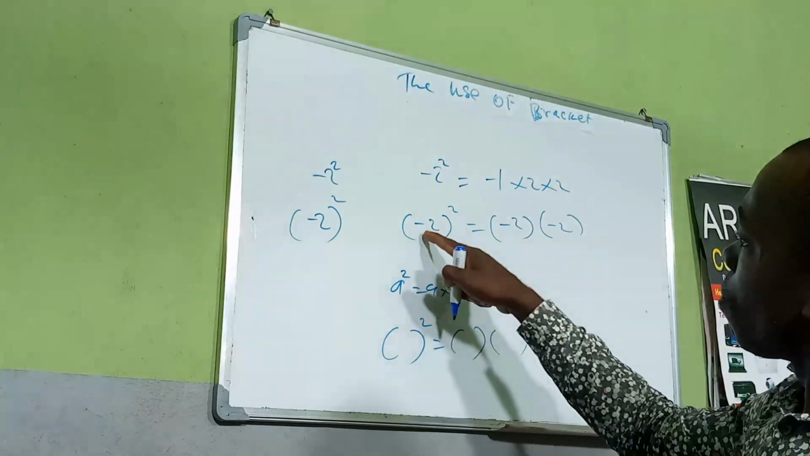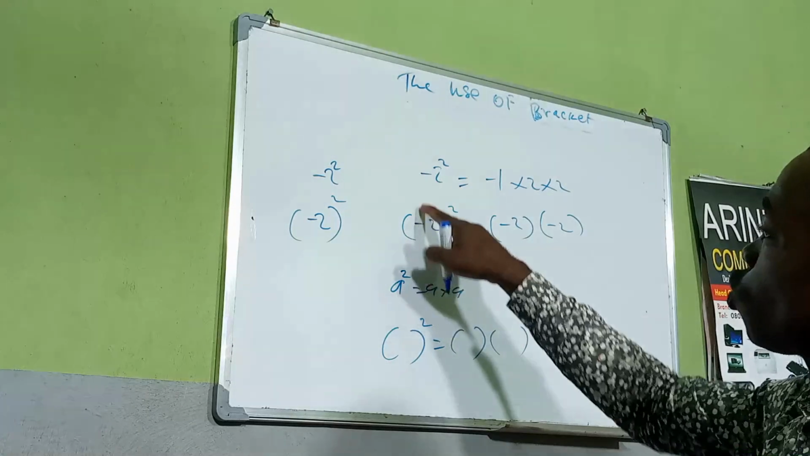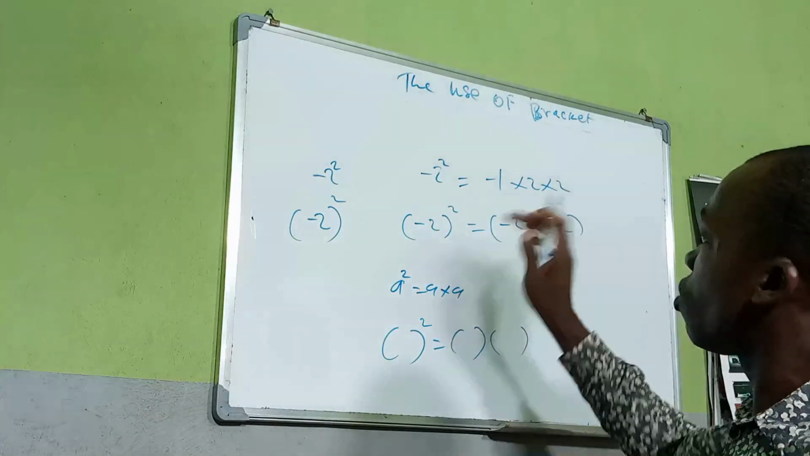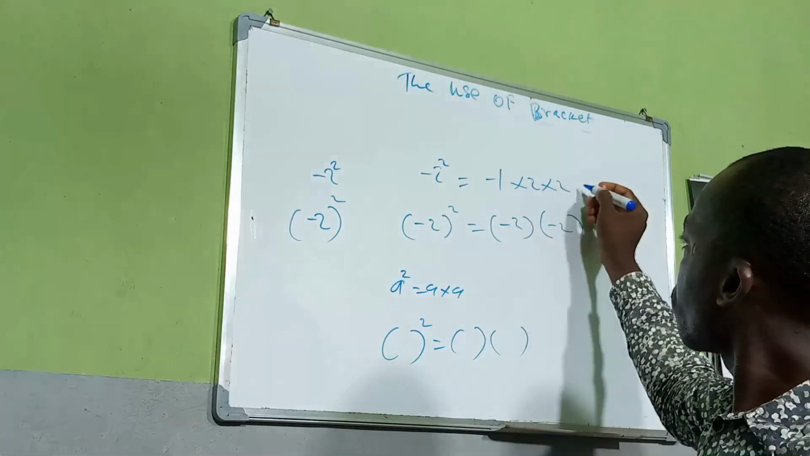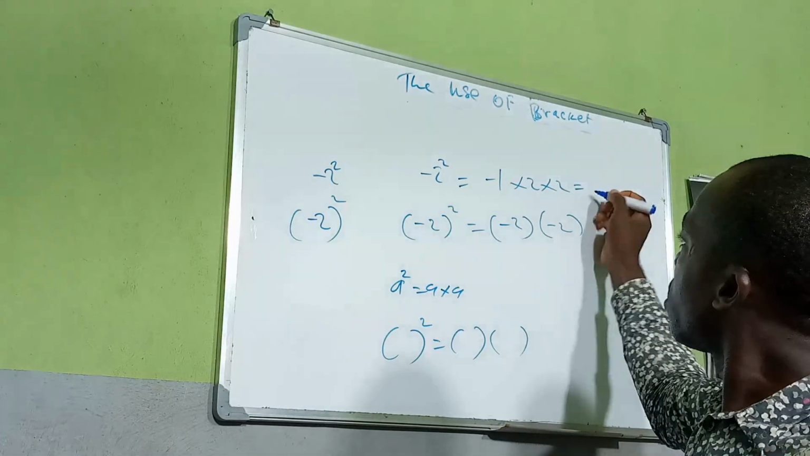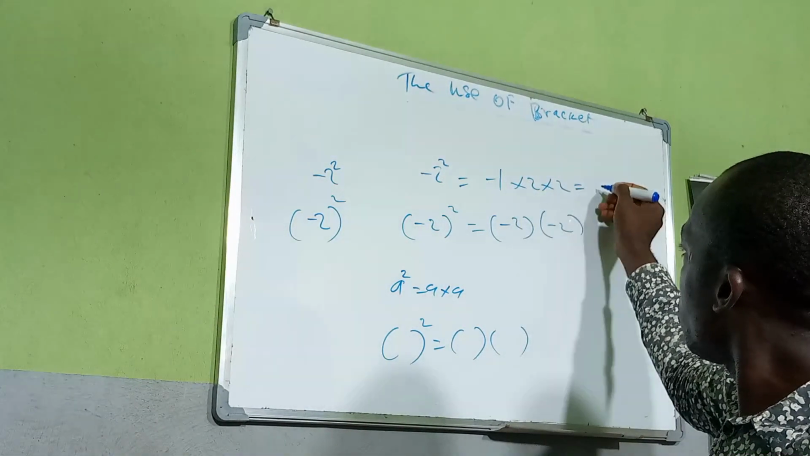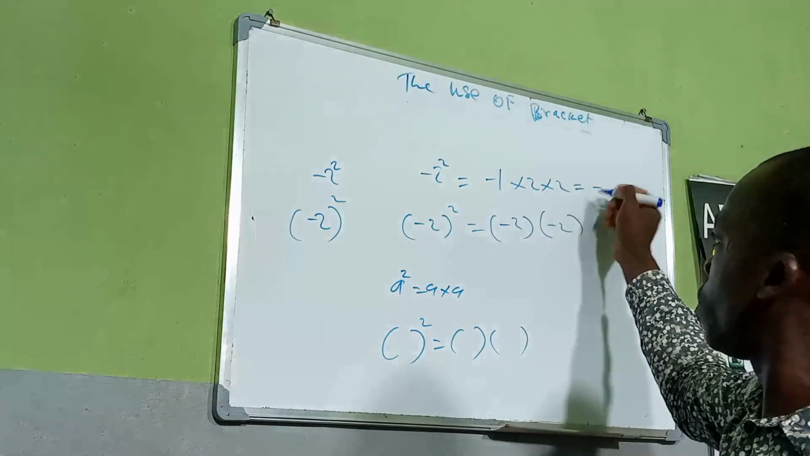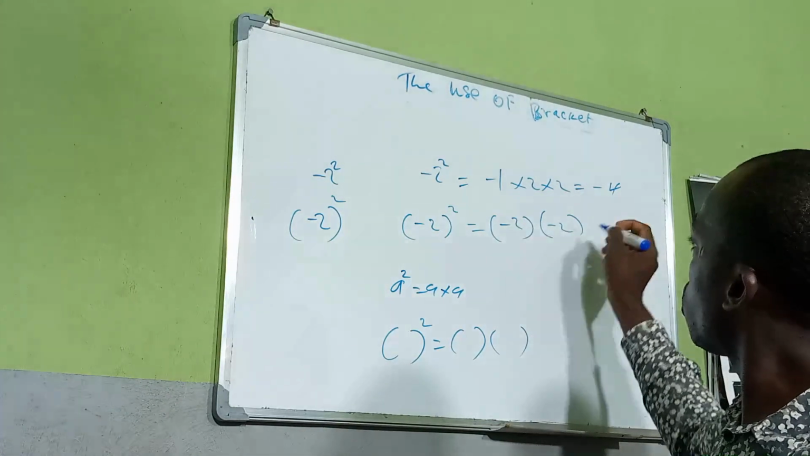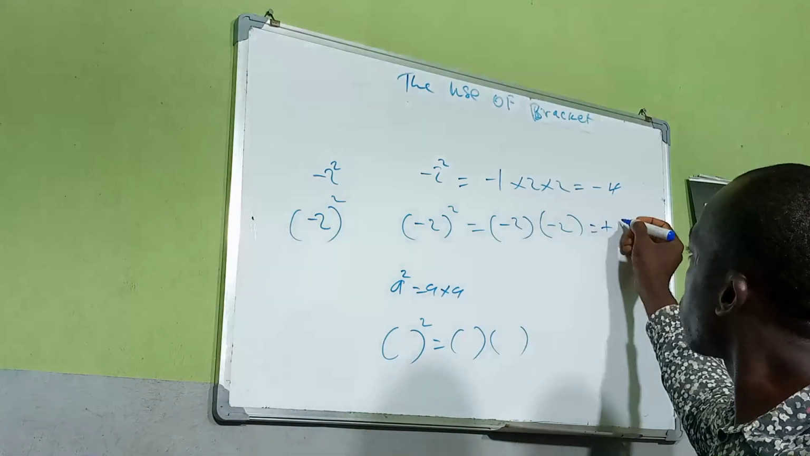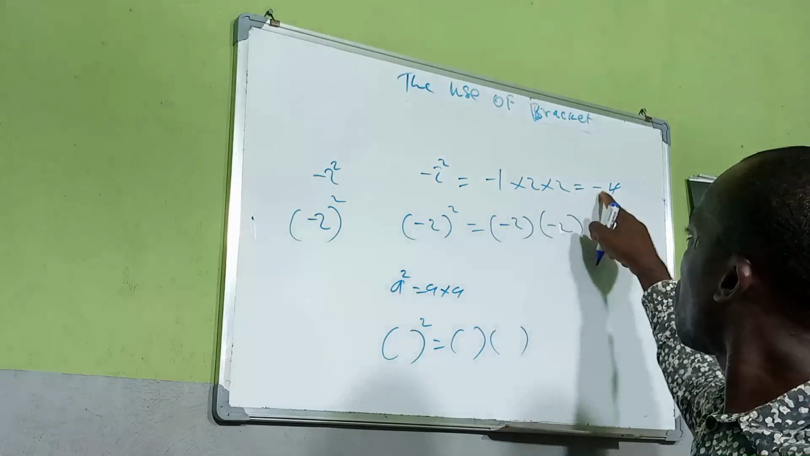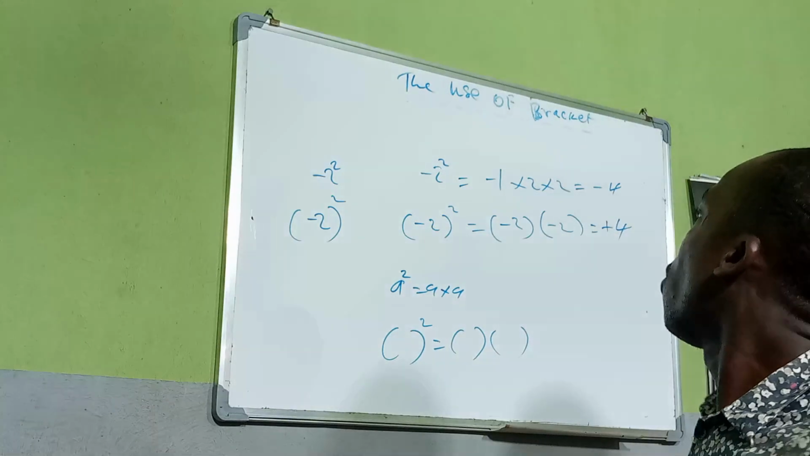So if we have minus 2 raised to power 2, it means minus 2 in close bracket raised to power 2. Now here, this minus is affecting everything in this bracket. So it means minus 2 times minus 2. The answer of this one is minus times plus is minus, then 1 times 2 times 2 is 4. So the answer of this is minus 4. Well, the answer of this is minus times minus is plus, and 2 times 2 is 4. So the answer of this one is plus 4, which is 4. The answer of this one is minus 4. Do you get? So that's it.